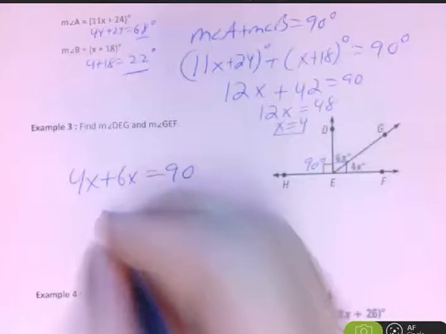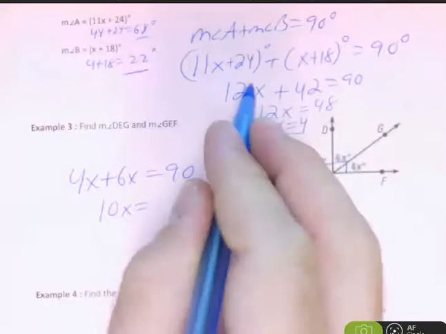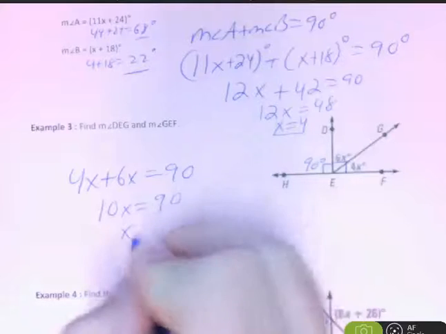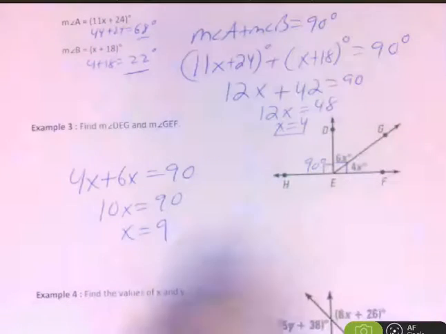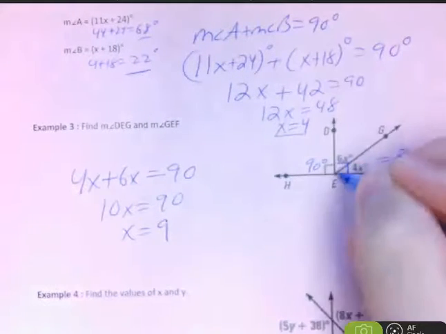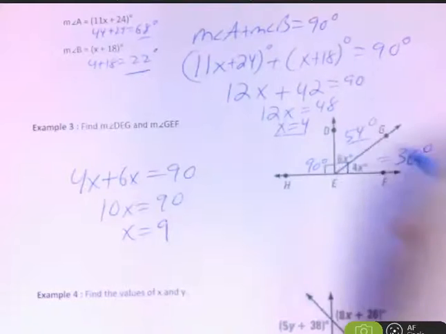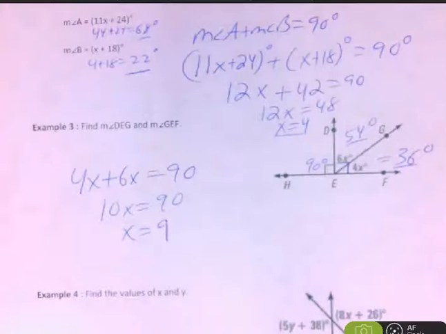All right? And then at this point, the algebra is harder up there, but this one's not as bad. This one just ends up being x equals 9. Put it back in. That's 36 degrees. Put it back in. That's 54 degrees. 54 plus 36 is 90.